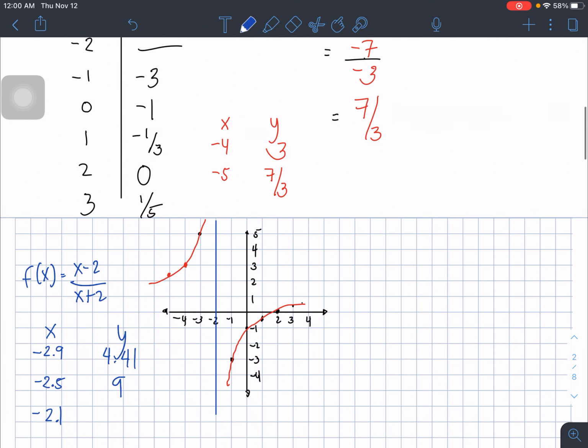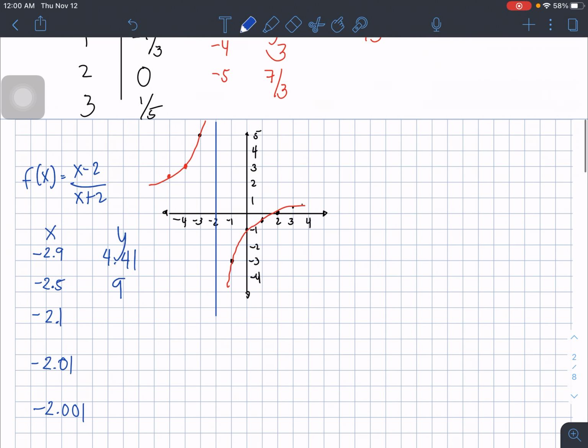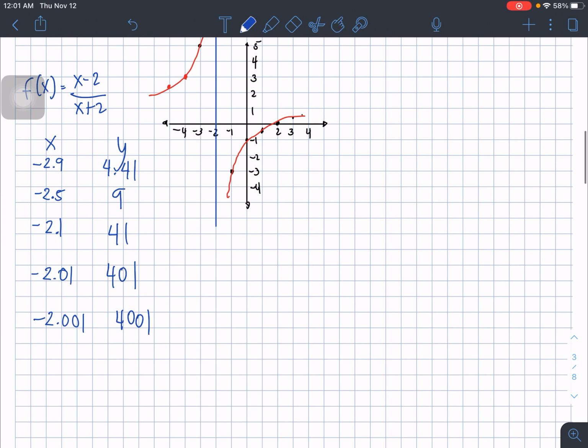So if we have x equal to negative 2.1, we'll be having 41. So if we have negative 2.01, we'll be having 401, and if x is equal to negative 2.001, we'll be having 4001. So maybe we'll try to close this out. So negative 2.0001, so this will be 40,001.